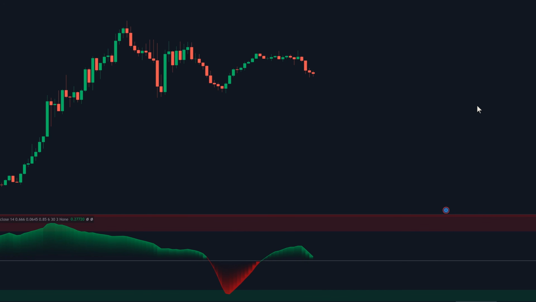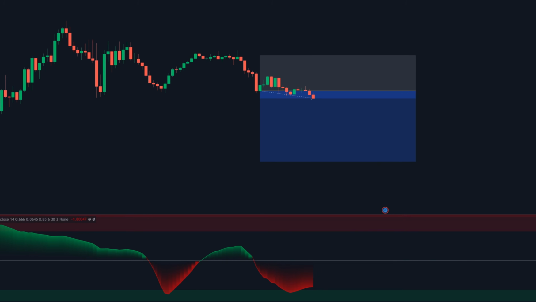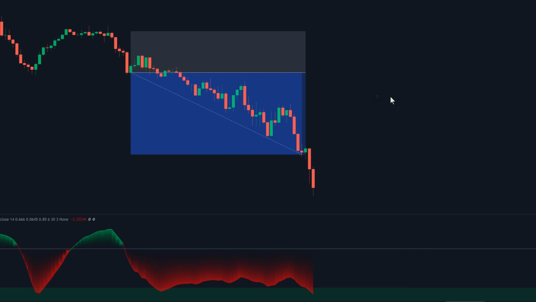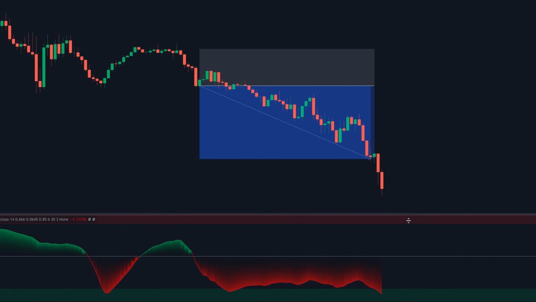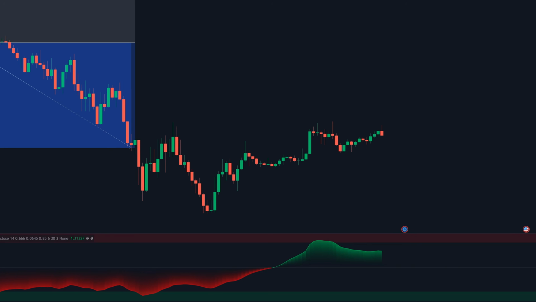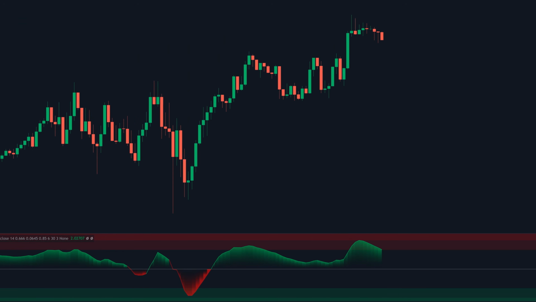And then to enter a short position, you would wait for the Z line to go below the zero line and change its color to red. Of course, this is a very simple strategy, and you would still need extra indicators and some price action concepts to make it super profitable. However, for now, we will go over the second method that can be used to trade with this indicator.